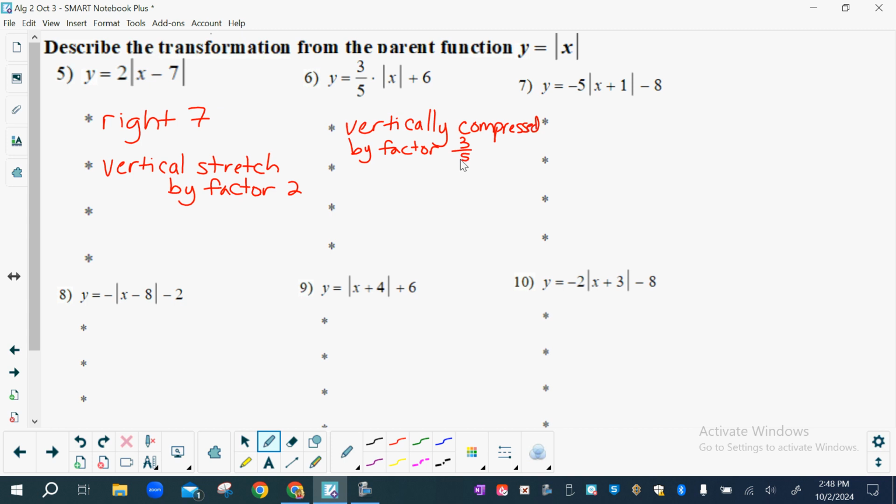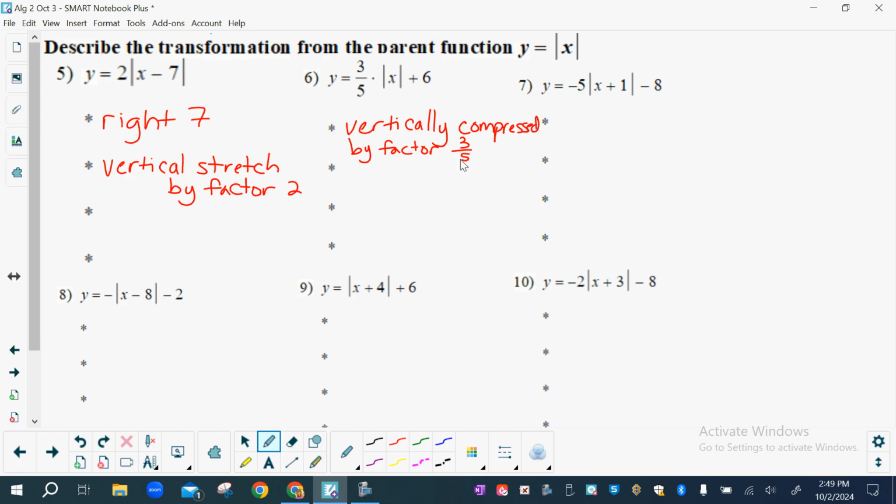So what made this one compress and the last one a stretch? What do you think? This number was 3/5. This number is 2. When you have a slope that's less than 1, ignoring whether it's positive or negative, it's going to vertically compress it and make it wider. Whereas this number is greater than 1, so it's going to vertically stretch it.